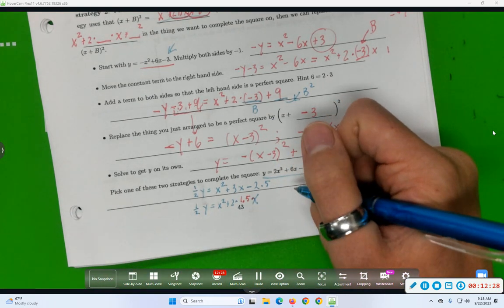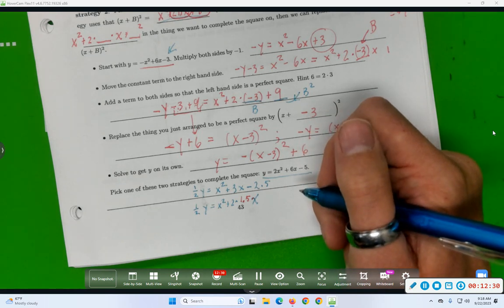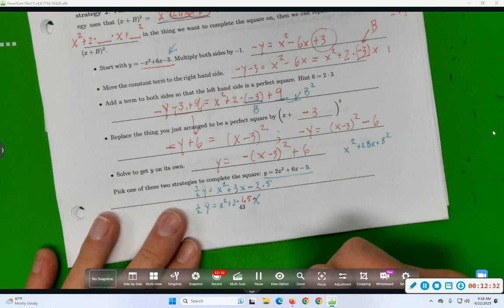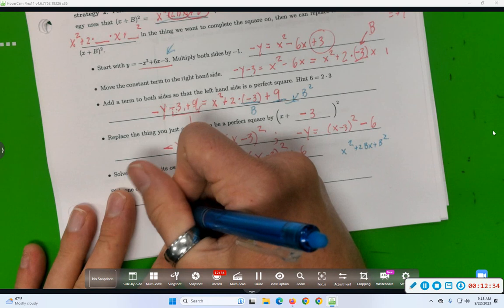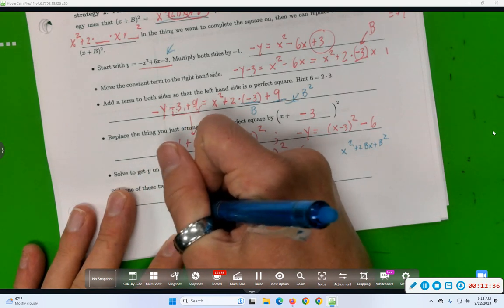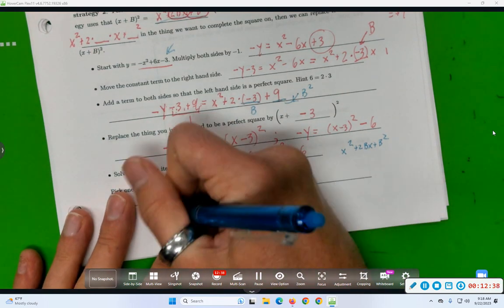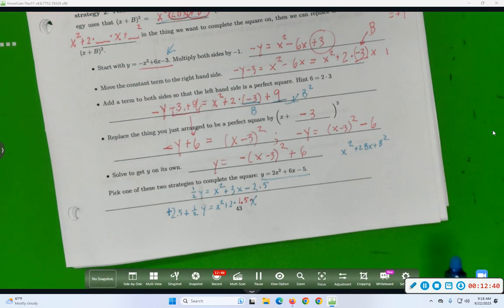Should I also move the 2.5 to the other side in this step? Let's do that. That'll require, well, minus 2.5 plus. There, now nope, it needs to be added to the other side, plus 2.5. All right. So now I know what b is. b is 1.5. So what do I need to add to both sides of this equal sign?